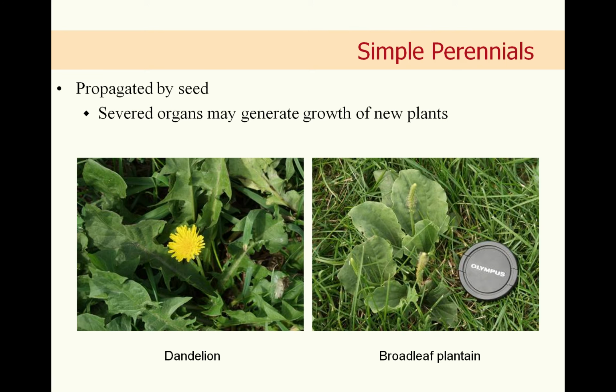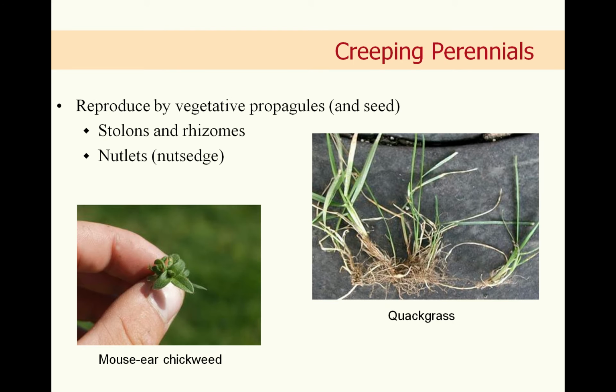Perennials can be subdivided into two groups: simple perennials and creeping perennials. Simple perennials are primarily propagated by seed. A well-known example of this type of weed is dandelion. When not controlled, this apomictic weed produces seed that spreads easily throughout the landscape. Creeping perennials such as quackgrass or mouse-eared chickweed reproduce mostly through vegetative propagules such as stolons and rhizomes. Now we're going to move on to the basics of grassy weed identification.